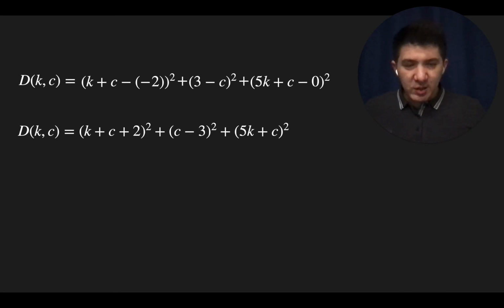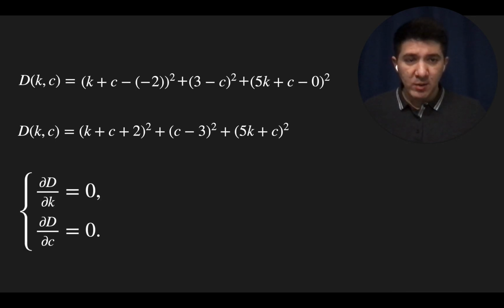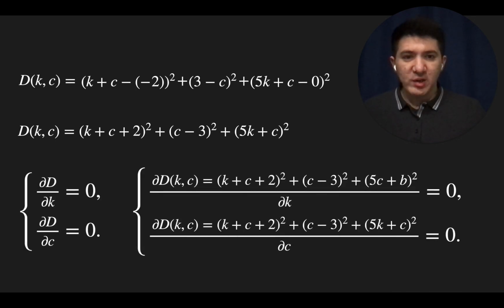In order to do this in calculus, we need to take the partial derivatives of this functional with respect to k and with respect to c and equate them to 0. Essentially, we have to take the partial derivative of this functional with respect to k, and the same functional we have to take the partial derivative with respect to c and equate this to 0. So let's try to do this together.